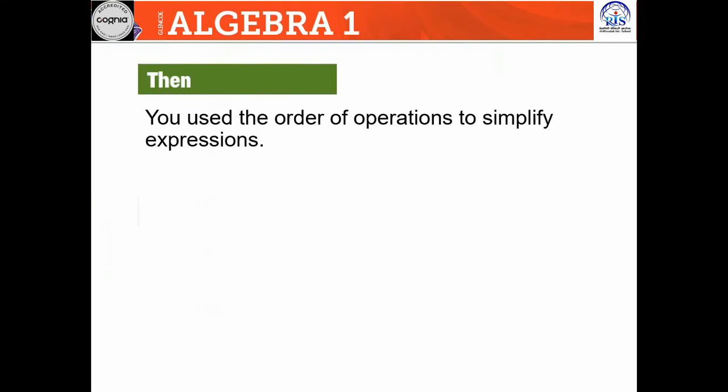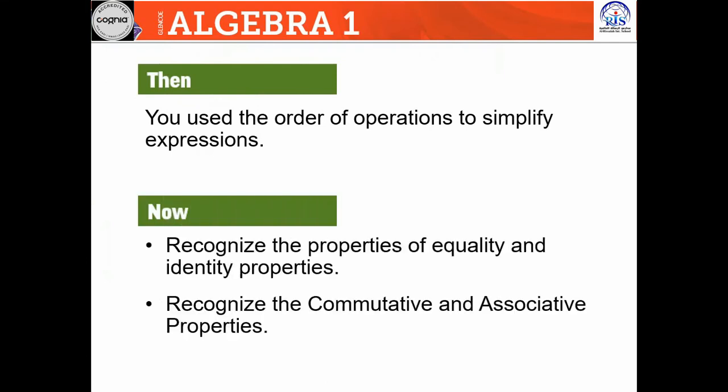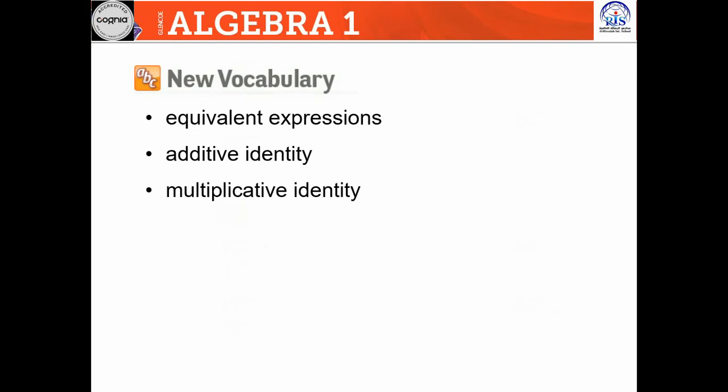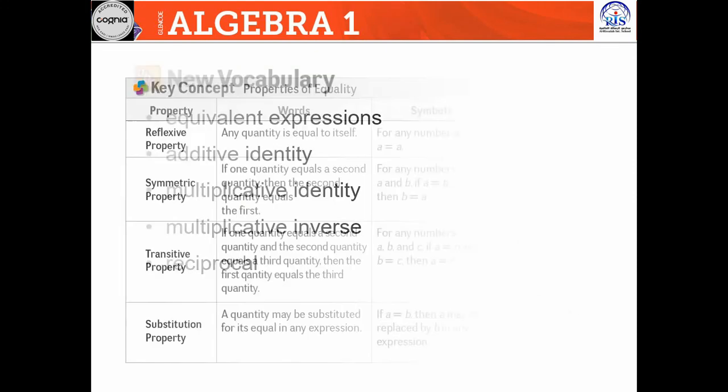Now we will start the new lesson. In this lesson we are going to study the properties: commutative, associative, identity, and everything. Here we have the new vocab: equivalent expressions, additive identity, multiplicative identity, multiplicative inverse, reciprocal. We are going to study them in the lesson.